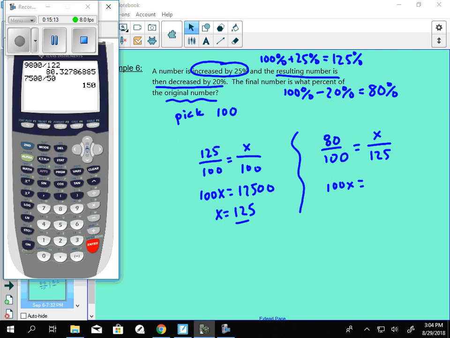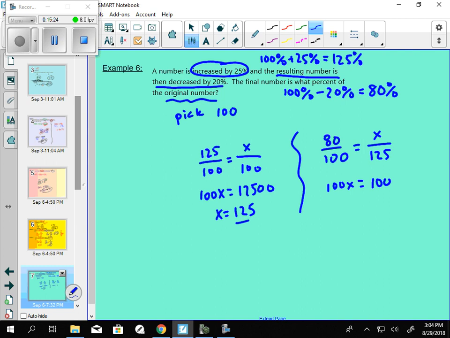Jumping on the calculator, let's figure that number out. We get 10,000, and then divide that by 100, which is pretty easy. Just knocking two of the zeros off, we end up with 100. So the final number is what percent of the original number? We actually ended up with the same number that we started with.